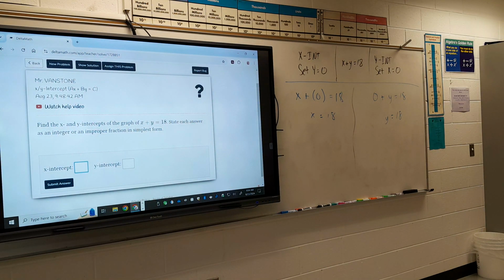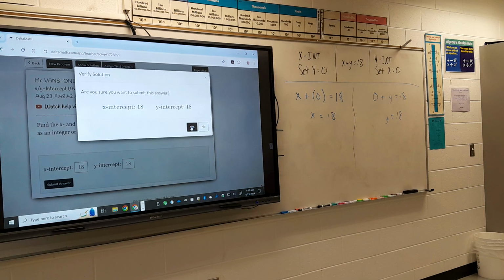Wait. Yes. You do 18 times 0 for x. No, it's a plus in between them. Oh, you add it? This one we got dumb luck. It's just x plus 0 and y plus 0 on the equations. So they were already solved for you basically on this one. This is the first one I've seen that was that easy.